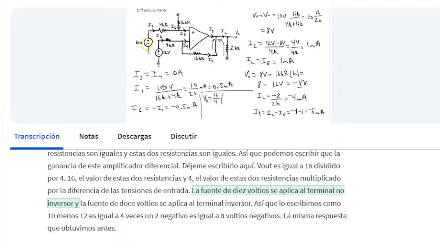The 10 volt source is applied to the non-inverting terminal, and the 12 volt source is applied to the inverting terminal. So we write it as 10 minus 12 is equal to 4 times a negative 2 is equal to a negative 8 volts. The same answer we obtained before.